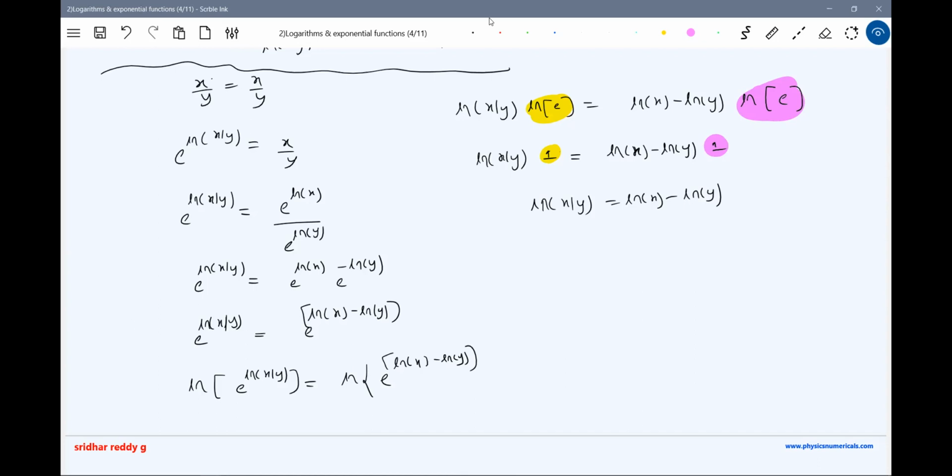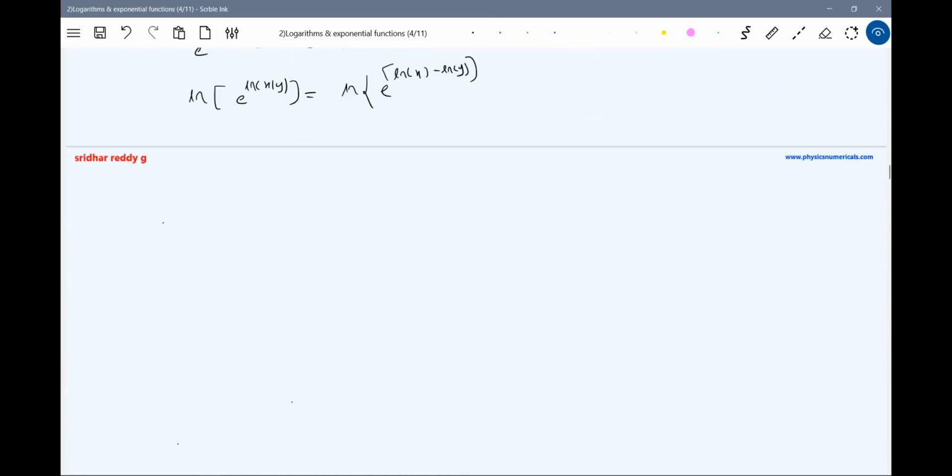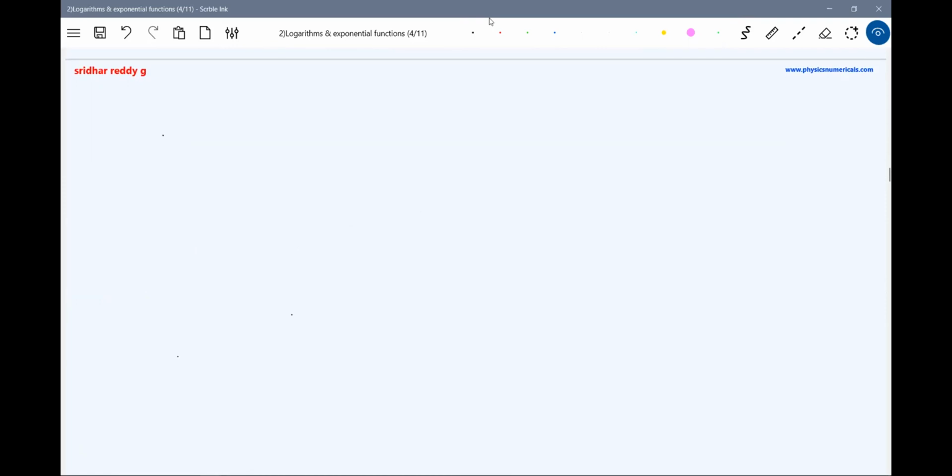After the power rule. So what does the power rule say? Okay, the next one, the power rule. Suppose it's like log x to the power a. You can write this as a into log x to the base c, that is, log of x to the power a to the base c is a into log x to the base c.